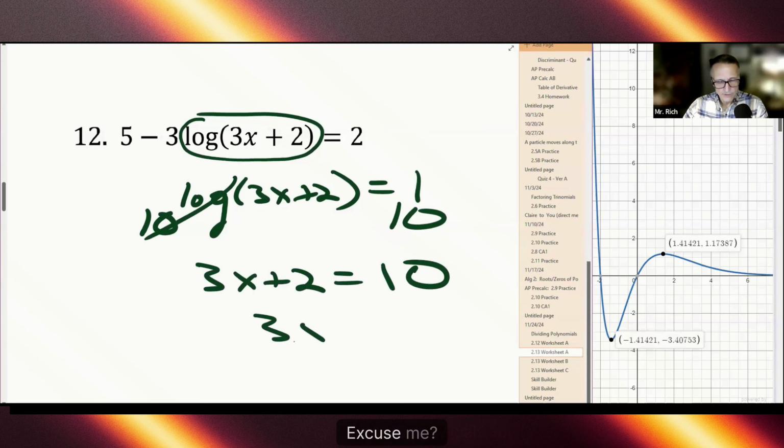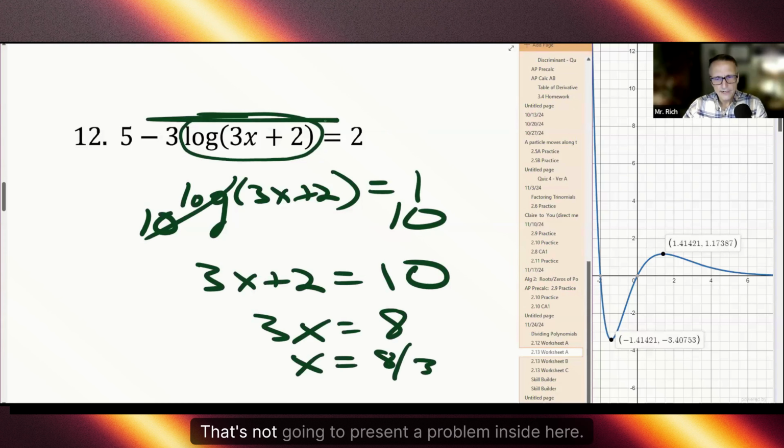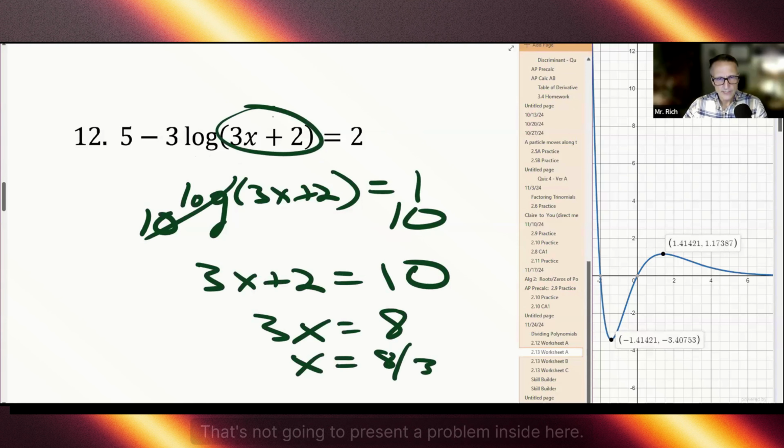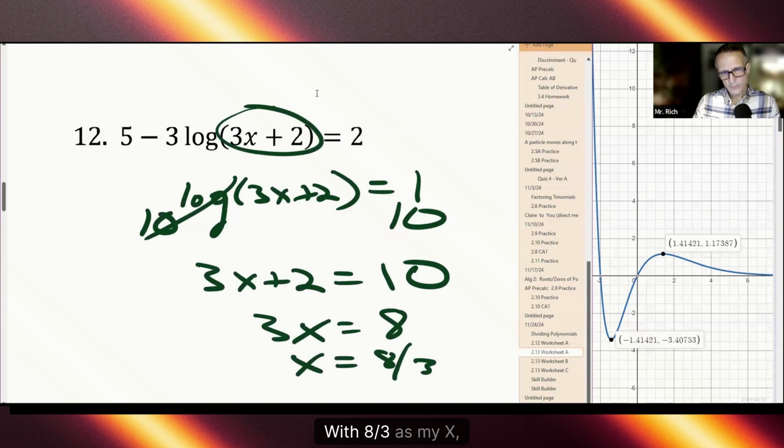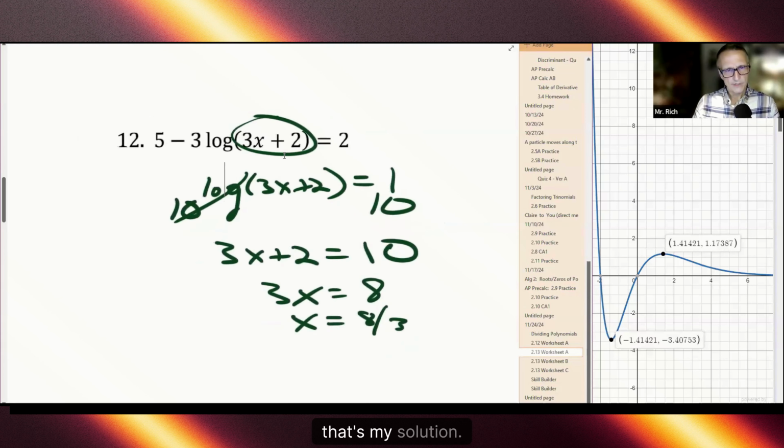Subtract 2, you get 8. And then you divide by 3, you get 8/3. That's not going to present a problem inside here. That's going to be a positive number with 8/3 as my x. That's my solution.